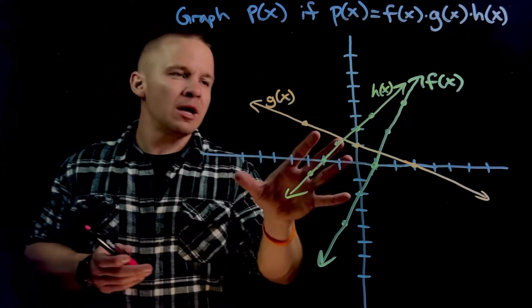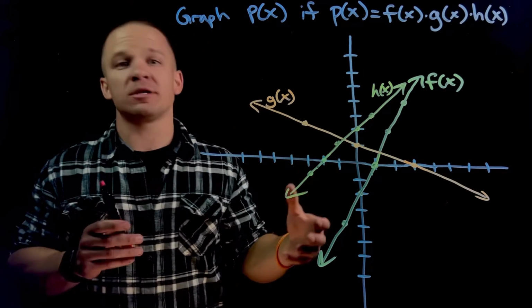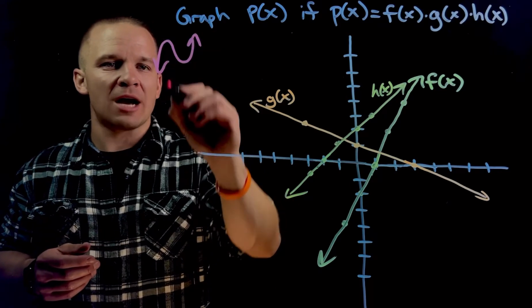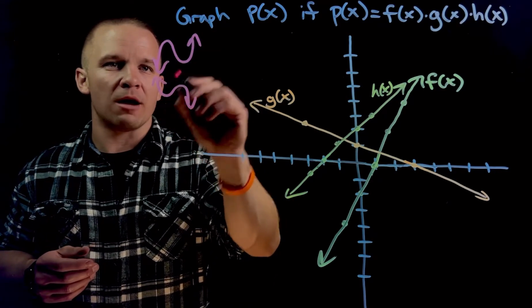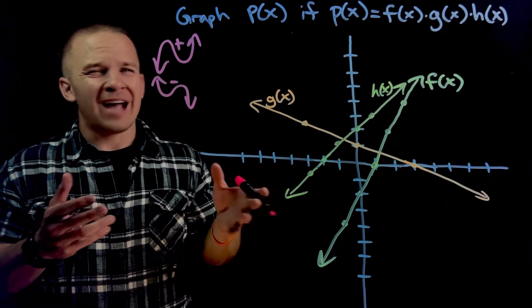We've got three lines here, linear graphs, right? A linear times a linear times a linear is going to give me a cubic. So I'm looking at getting a graph that either looks like this or this. This would be if it's positive, this would be if it's negative. So how would I know which one's which?